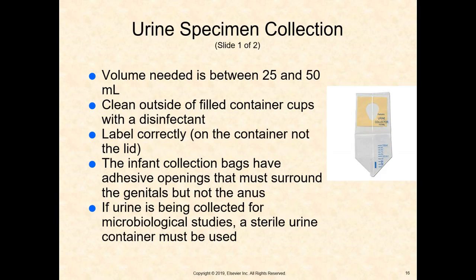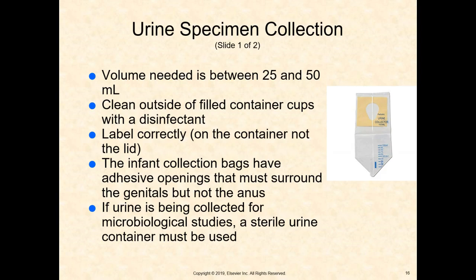All right, so how do we collect this? We have a bunch of different collection methods. The volume needed to do a urine test is usually between 25 and 50 mLs. We clean the outside of filled container cups with a disinfectant. Now this, as long as you're wearing gloves, you really don't need to disinfect it too much. Label it correctly on the container, not the lid. Okay, it has to go on the side. Has to have our standard patient identification information on it.